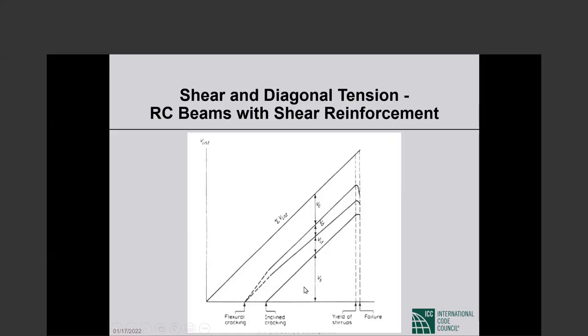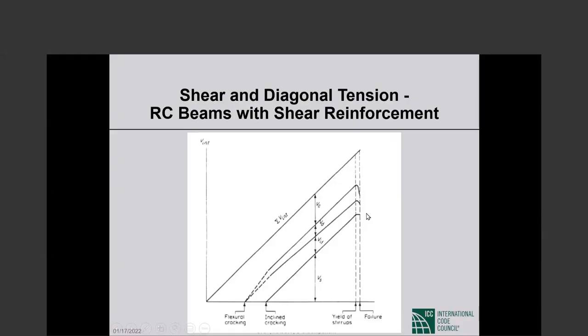The contribution of the vertical shear reinforcement goes on increasing as the loads on the beam increase. So you can see the relative proportions of shear in the compression concrete, shear carried by dowel action, shear carried by aggregate interlock, and how they remain the same or change a little as the beam is loaded more and more. Once the stirrups yield, then obviously their contribution levels off.